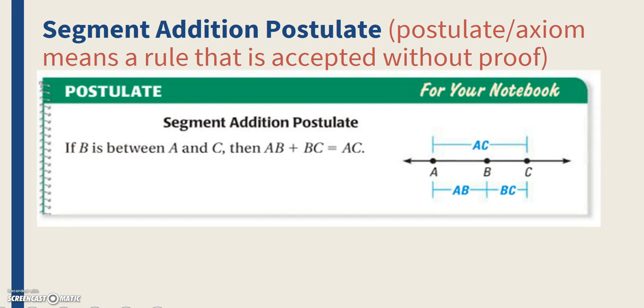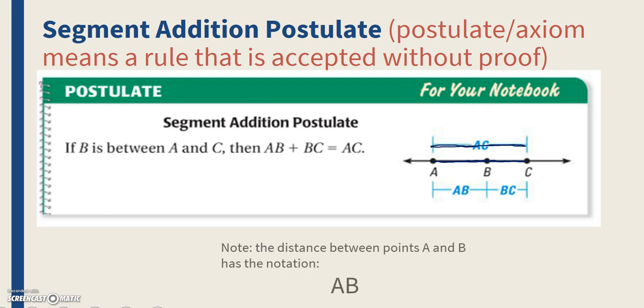And that tells us that if B is between A and C, then AB plus BC equals AC. You can see in the picture, if we have AB right here, and we add that to BC, then we're going to get the whole line AC. So we're just adding two little parts together to make one whole.